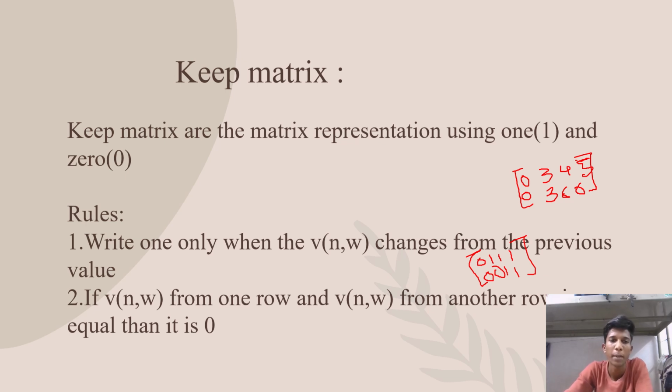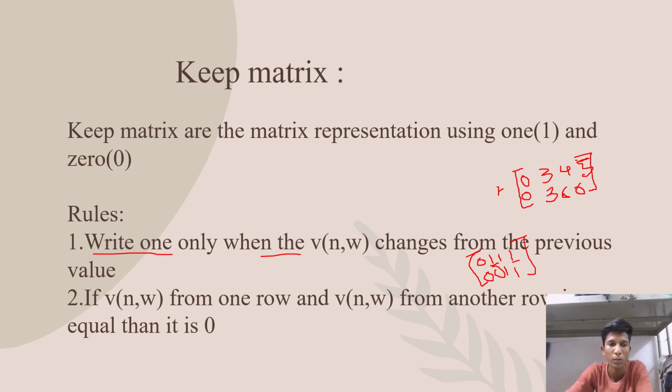Now we find the keep matrix. The keep matrix is a matrix representation using 0s and 1s. There are some rules for writing a keep matrix. First, write 1 only when V of n comma w changes. Consider this example. Here the first one is 0 and the second one is 3. Here it changes, so you can write 1. 4 changes, so 1, and 5 also changes, so 1.